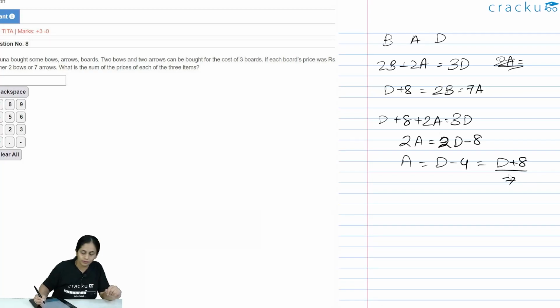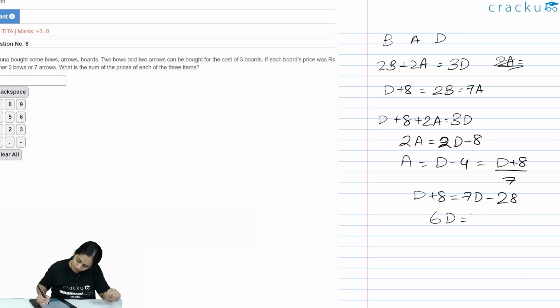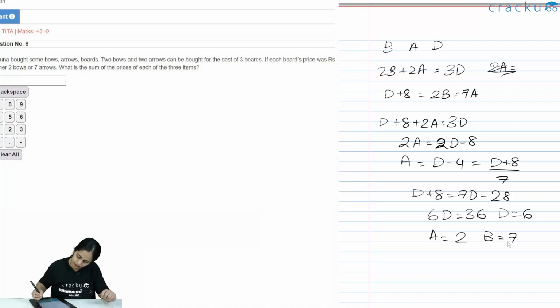So what is the sum of price of each of these 4 items? So basically D plus 8 is equal to 7D minus 28, 6D is equal to 36, D is equal to 6, A is equal to D minus 4, so that is 2, and B is equal to 4, B is equal to 7, right? So 14 plus 4 is equal to... yeah, so this is right. So what is the sum? 13, 15?